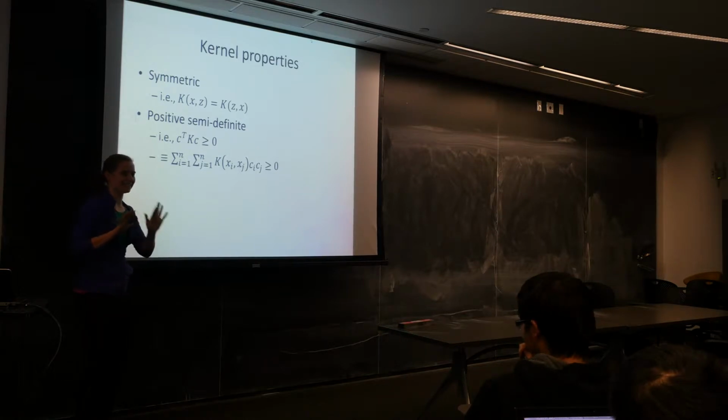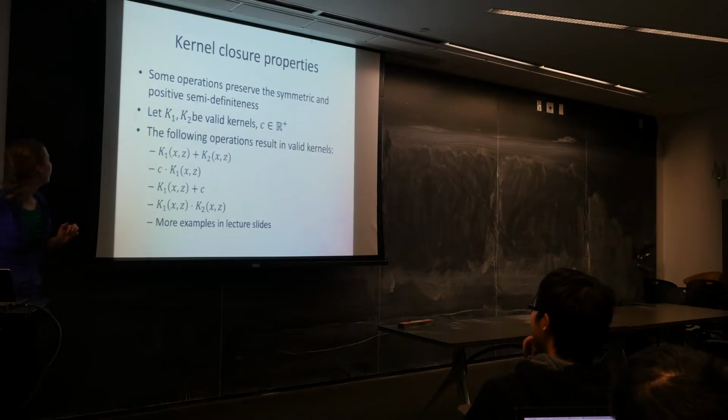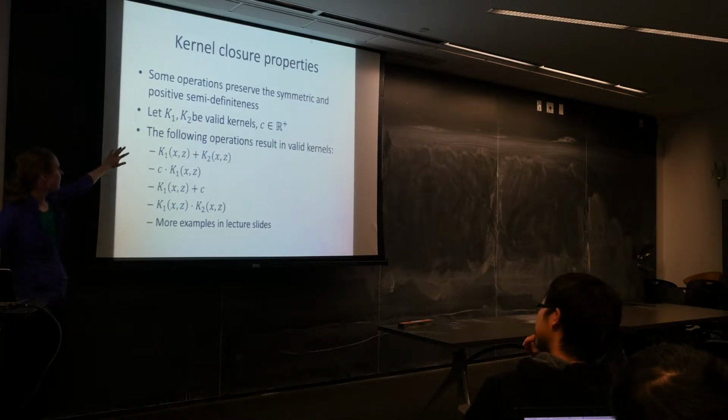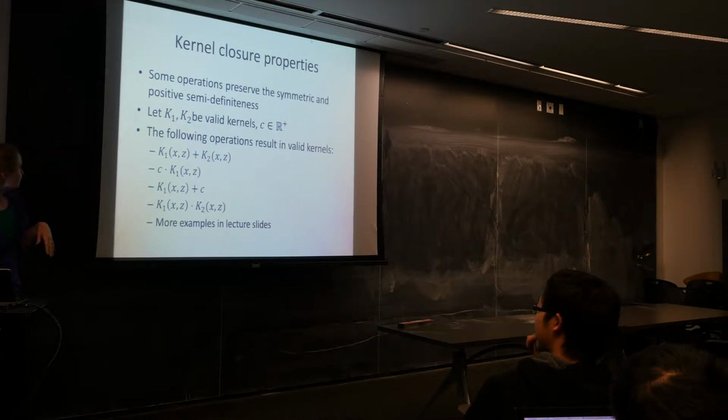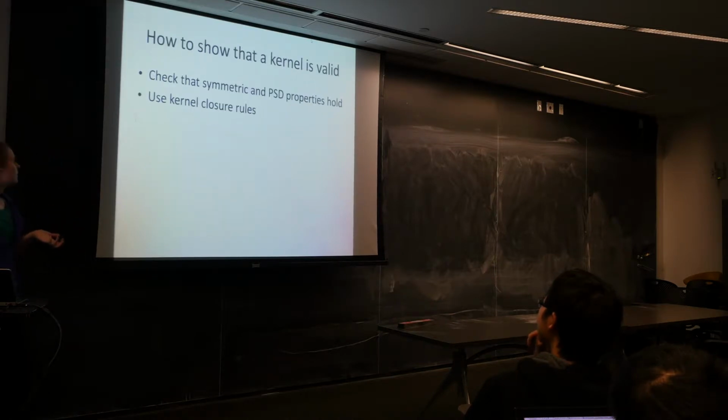Does that make sense? Okay, good. So if you add two kernels together, if you multiply by a positive number, you can add a positive number, multiply the kernels together. If you want to show that a kernel is valid, you can check that the two main properties, symmetry and positive semi-definiteness, hold, or you can use these kernel closure rules.